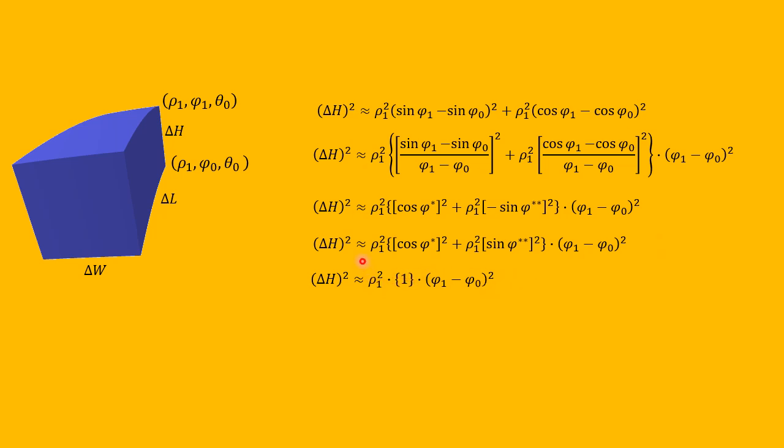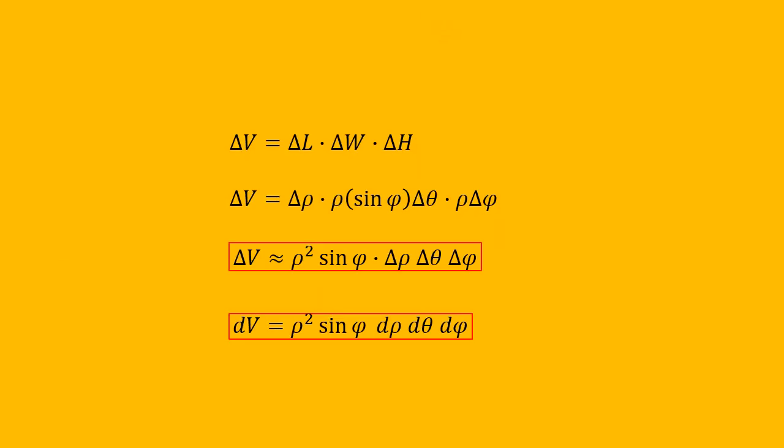Rho 1, the common factor here, rho sub 1 squared, times 1 times this difference squared. And then we can write that as rho 1 times delta phi. So we have that the volume of that small wedge, which is almost a rectangular box, is the length times the width times its height.